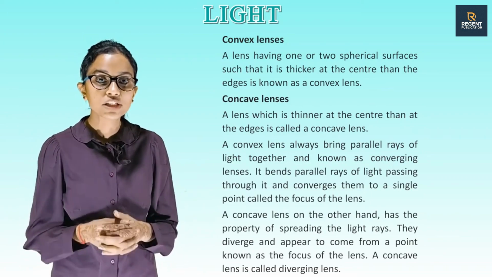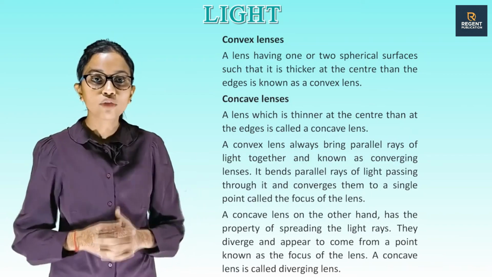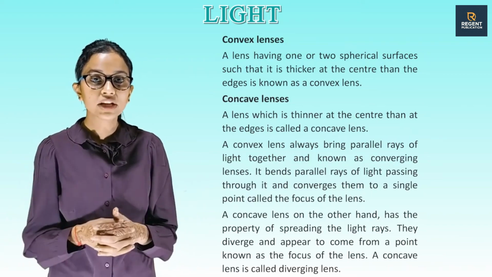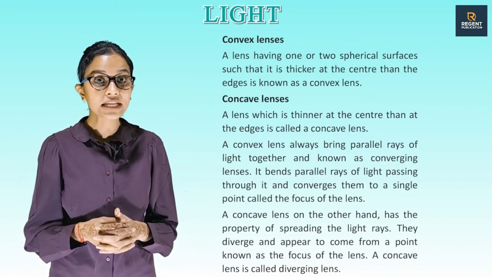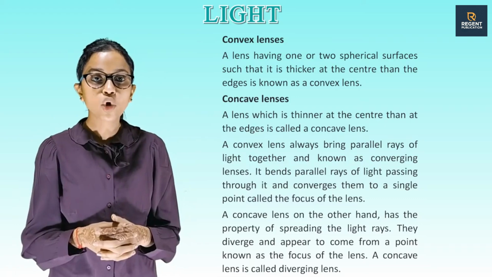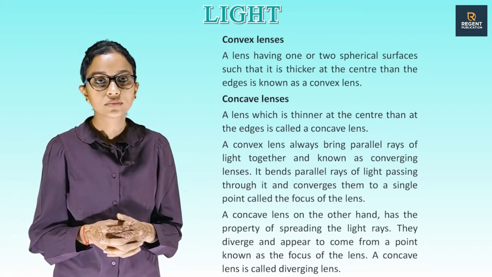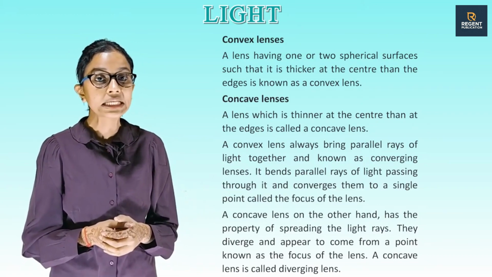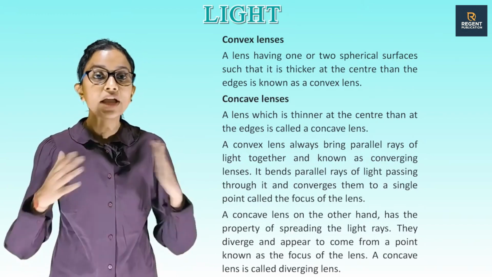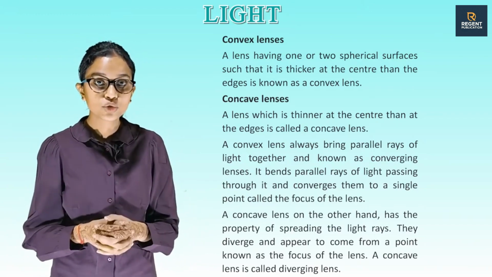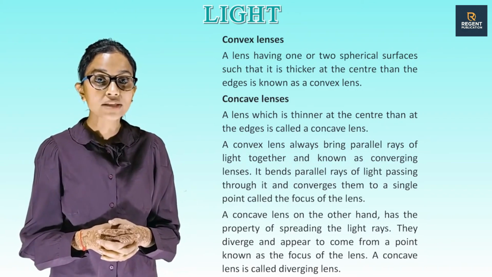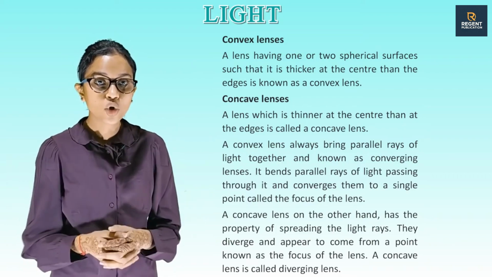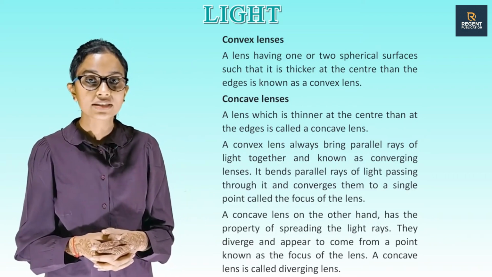A convex lens always brings parallel rays of light together and is known as a converging lens. It bends parallel rays of light passing through it and converges them to a single point called the focus of the lens. A concave lens, on the other hand, has a property of spreading the light rays. They diverge and appear to come from a point known as the focus of the lens. A concave lens is called a diverging lens.